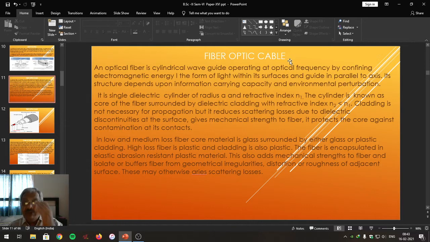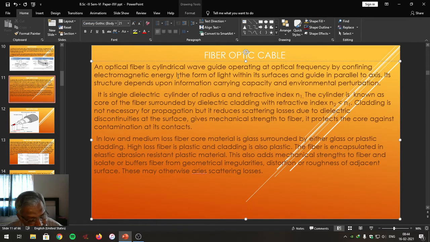Dear students, we have already defined the optical fiber. Once again, I am going to repeat the definition: an optical fiber cable is a cylindrical waveguide made up of dielectric material which operates at optical frequency by confining the electromagnetic energy in the form of light within the surface and guides it parallel to the axis, or along the axis. So this is the basic definition of the waveguide, or optical fiber.